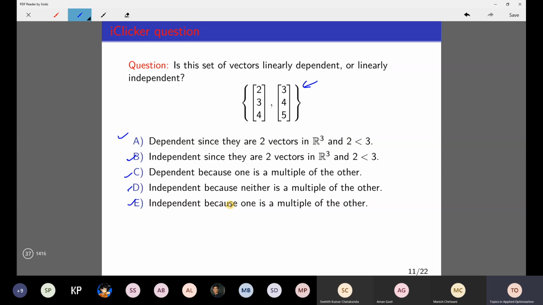Okay. So as I said, one possibility is to write this as a matrix equation. So 2, 3, 4 and 3, 4, 5. And then I write this as a matrix equation with x1, x2, and the right hand side I put as 0. Okay, and then if the solution to this is surely 0, then these vectors are linearly independent. Otherwise it's dependent. So you're supposed to solve this system now.